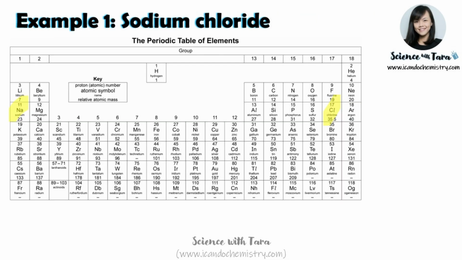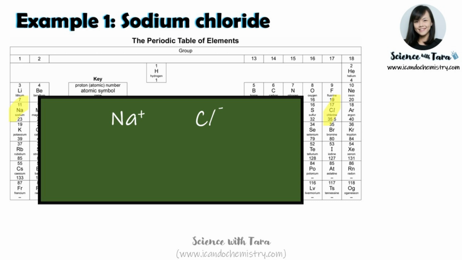Example 1. Sodium chloride. Now sodium is in group 1, so it forms an Na+ ion. Chlorine is in group 17, so it forms chloride ion, which is Cl-. Now look at the charges. One positive charge and one negative charge. They balance each other perfectly. So the formula is NaCl.